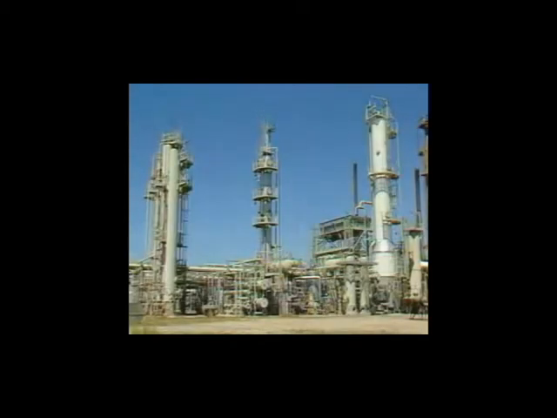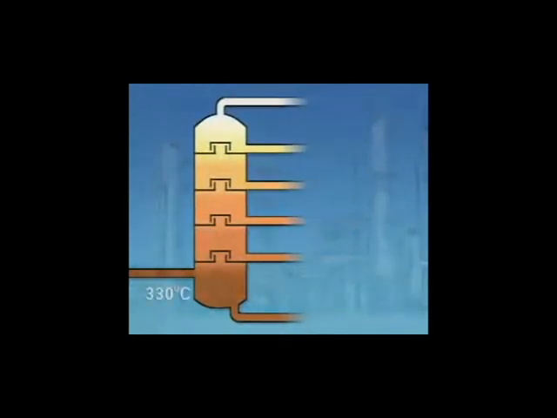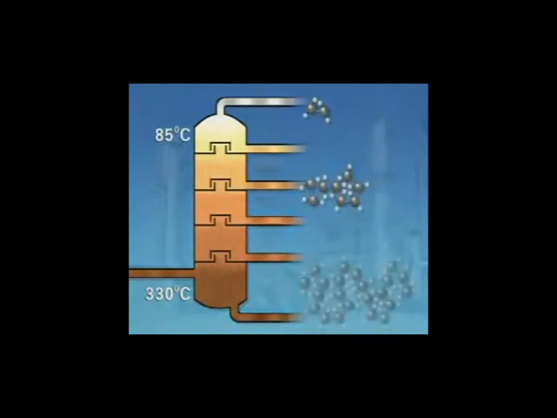Industry uses the same process, but on a mammoth scale, in huge fractional distillation columns. The hot oil enters near the bottom at a temperature of 330 degrees Celsius. The column becomes cooler towards the top. Fractions which remain as vapour at 85 degrees Celsius go straight to the top and are piped away. Different hydrocarbons condense at different temperatures, running off at various levels. Those with lower boiling points are collected at the top. Those with higher boiling points run off nearer the bottom.